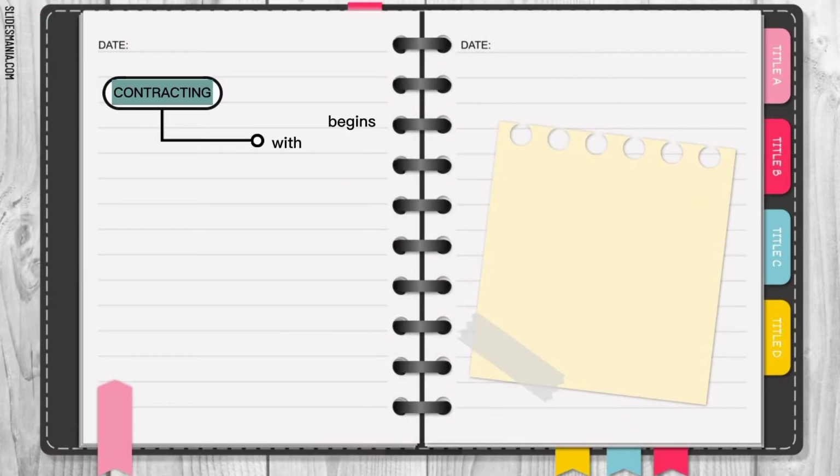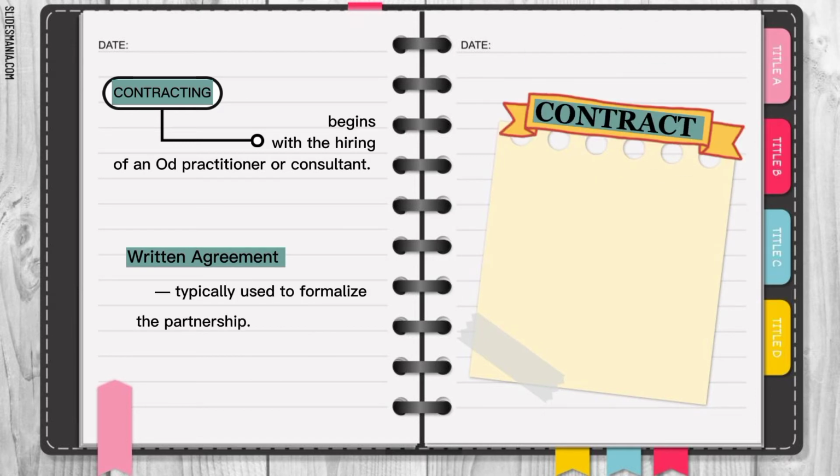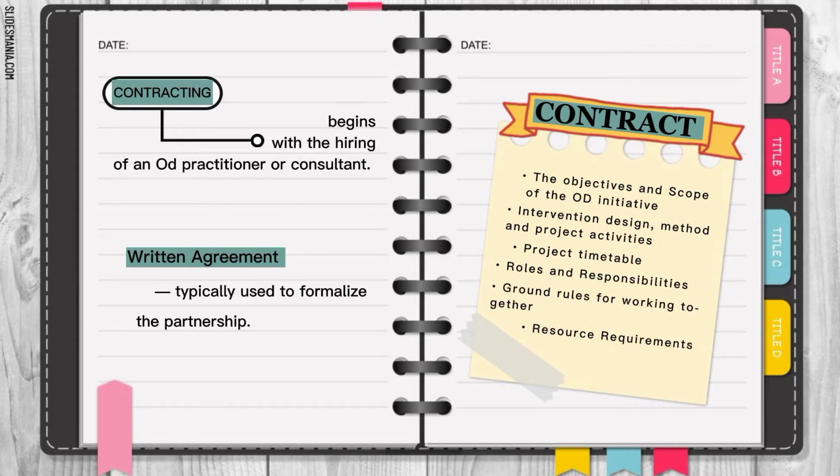Contracting begins when the business decides to hire or assign an OD practitioner or consultant to begin the OD process. A written agreement is typically used to formalize the partnership. This agreement or contract often describes the following: the objectives and scope of the OD initiative, intervention design, method and project activities, project timetable, roles and responsibilities, ground rules for working together, and resource requirements.